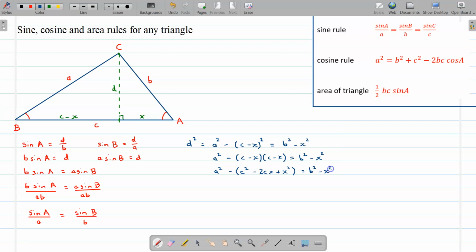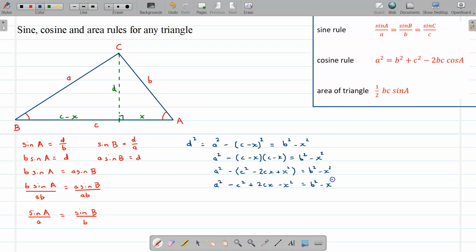Now, at the next step, I'm going to take out the minus sign and the brackets, and that's going to change all the signs inside that bracket. So a squared minus c squared minus minus 2cx is plus 2cx. Okay, and minus x squared is minus x squared like that. And that equals b squared minus x squared.